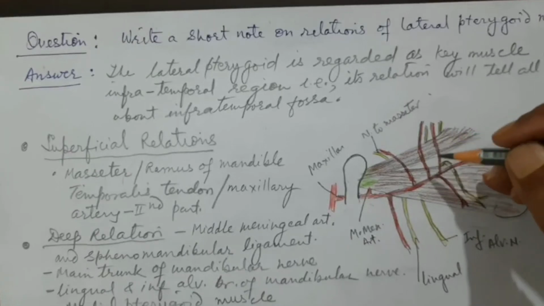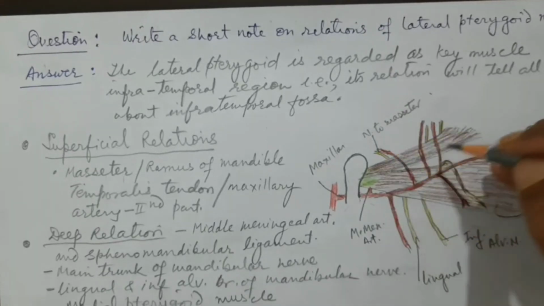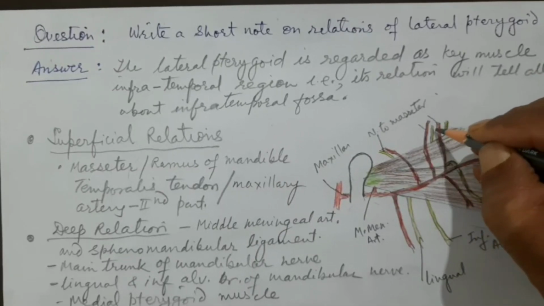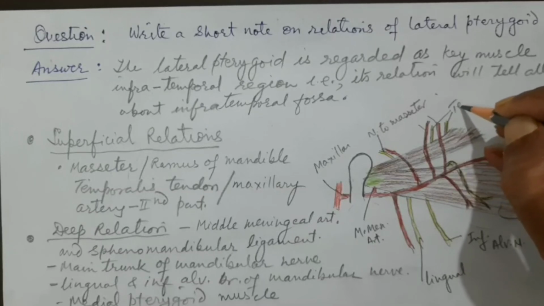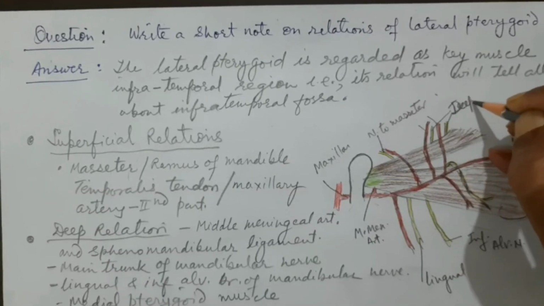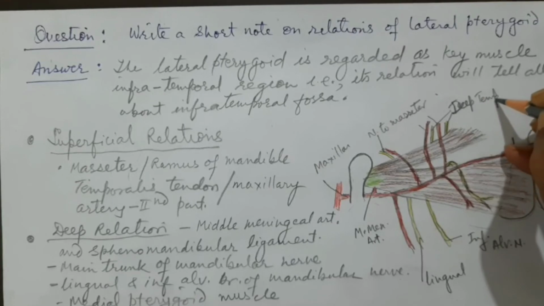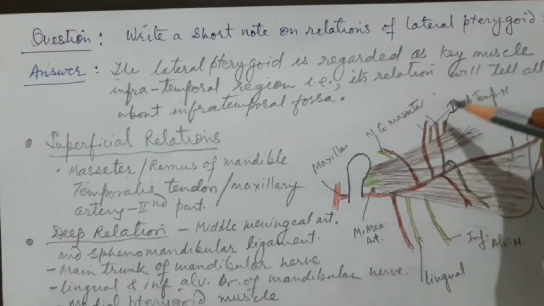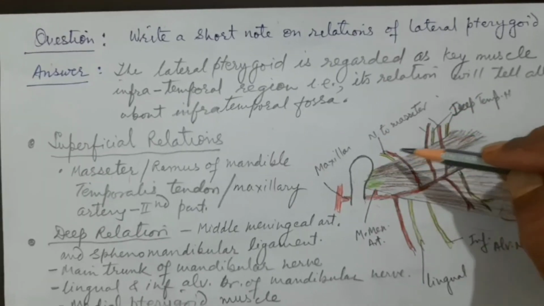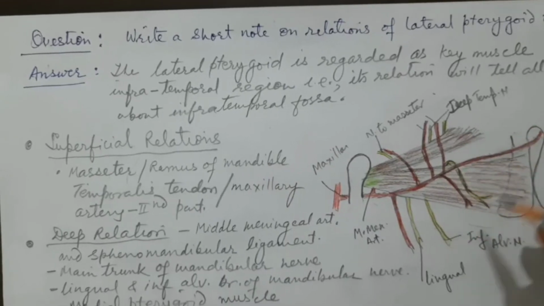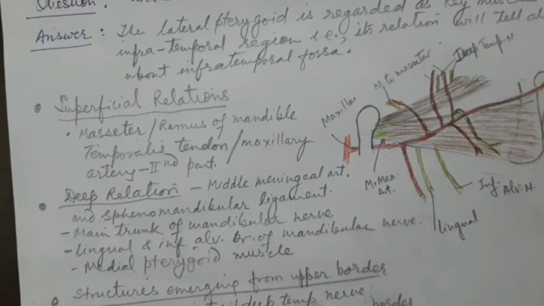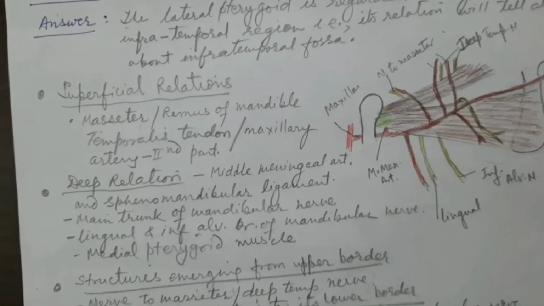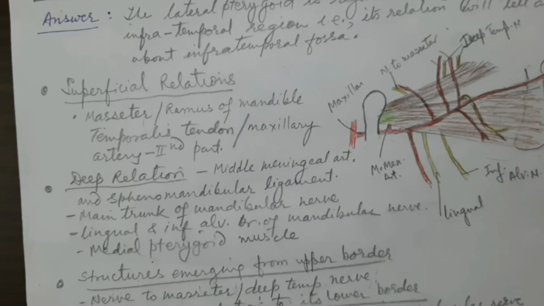After these blood vessels and the nerve to the masseter, these are the deep temporal vessels, and along with them is the deep temporal nerve, which will come from the deeper aspect. At least two branches will go to supply the temporalis muscle, lying on the temporal fossa. So emerging from the upper border, we have seen the nerve to the masseter and the deep temporal nerve along with the vessels.